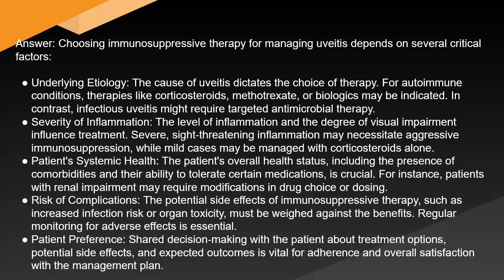Severity of inflammation: the level of inflammation and the degree of visual impairment influence treatment. Severe, sight-threatening inflammation may necessitate aggressive immunosuppression, while mild cases may be managed with corticosteroids alone. Patient systemic health: the patient's overall health status, including the presence of comorbidities and their ability to tolerate certain medications, is crucial. For instance, patients with renal impairment may require modifications in drug choice or dosing.